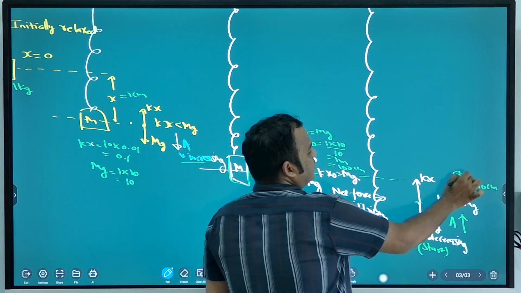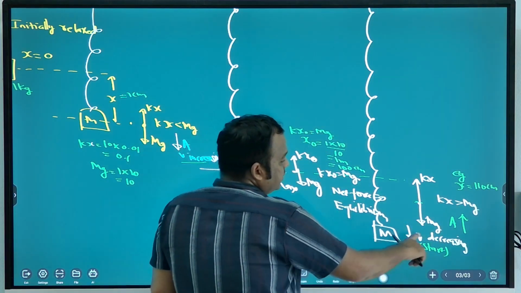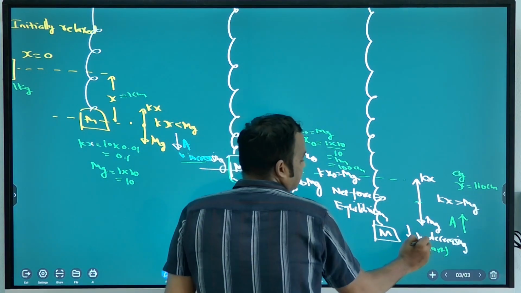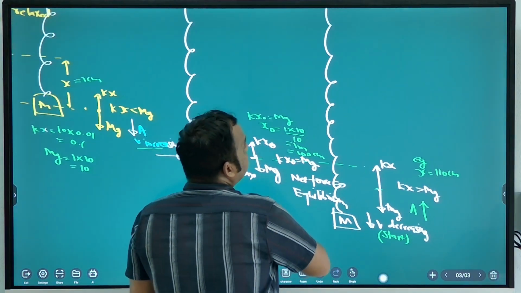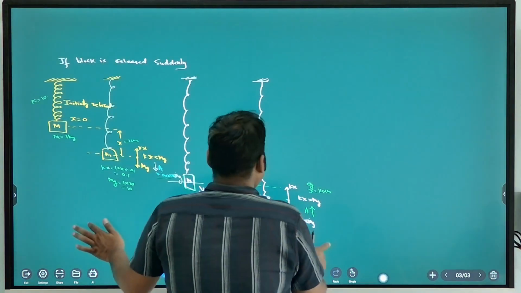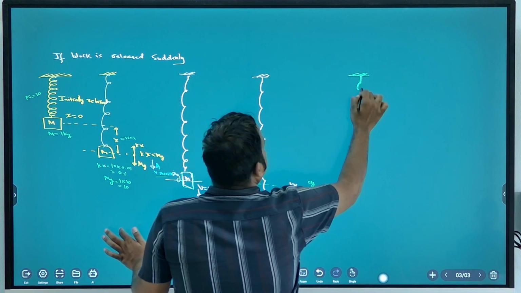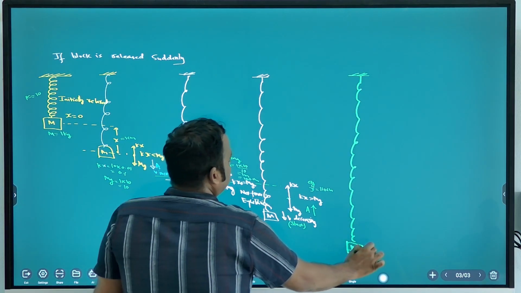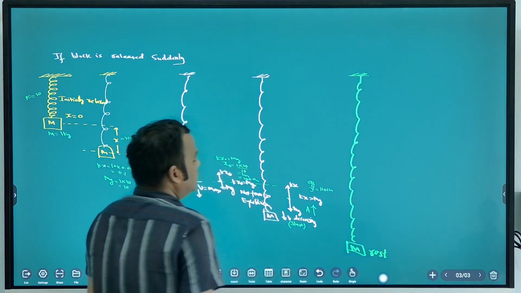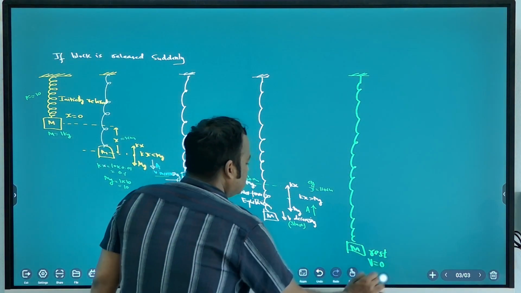So, for example, this will happen, understood? Velocity decreasing. So, ultimately, what is the velocity finally, after a long time? 0. It will come to rest. Note down, velocity is 0.